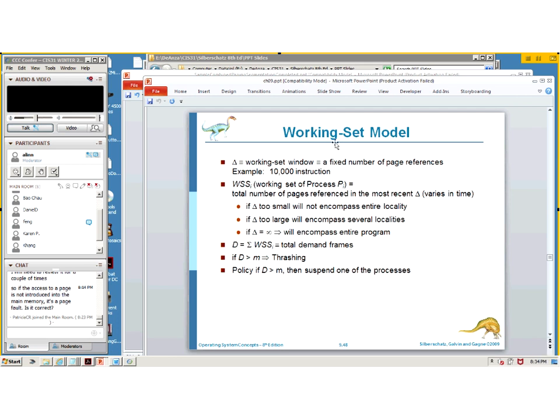So now we go to the next model, working set. Working set is you define a certain set for your process, for every program, and that's your working set. If your delta is the size of your working set, the fixed number of pages, and your delta is too small, you're going to encompass the entire locality.